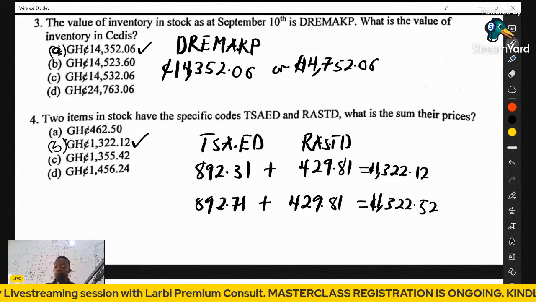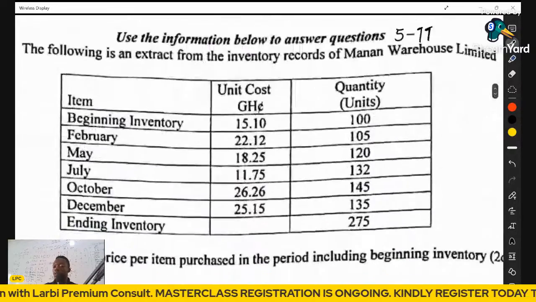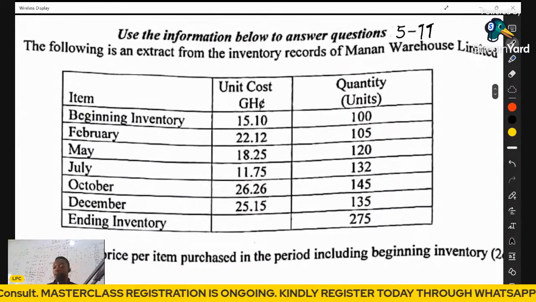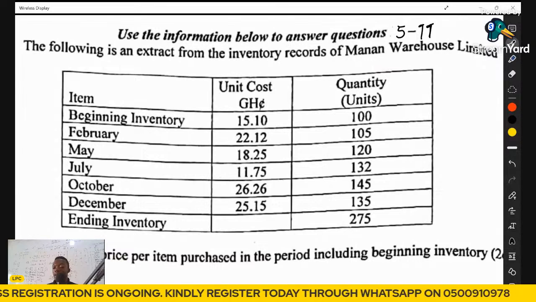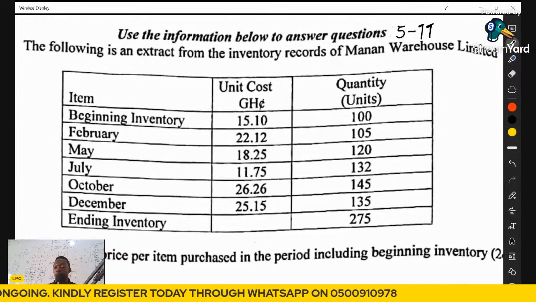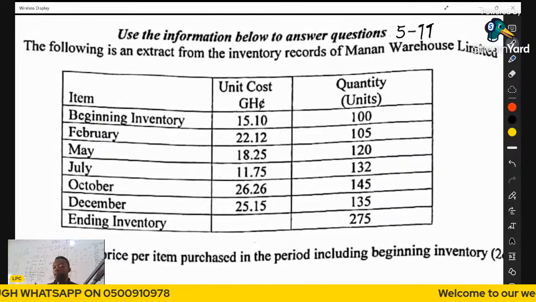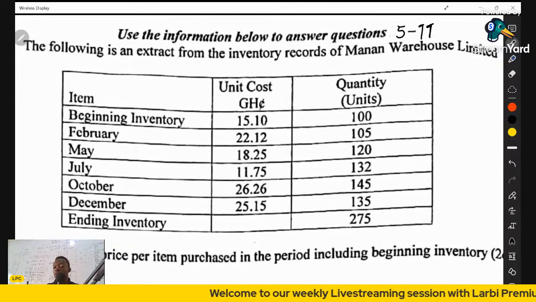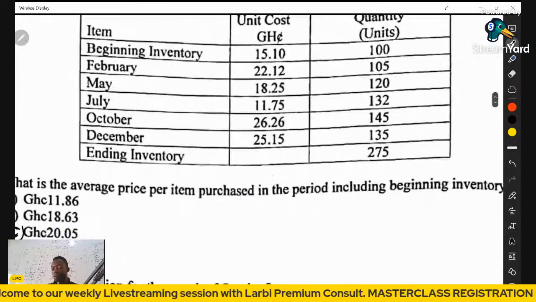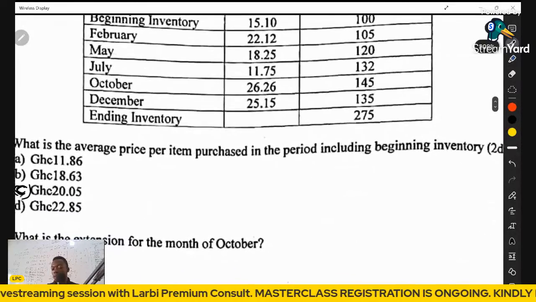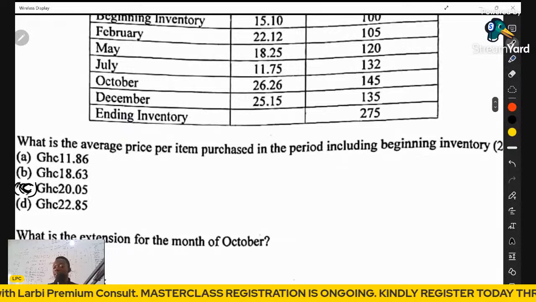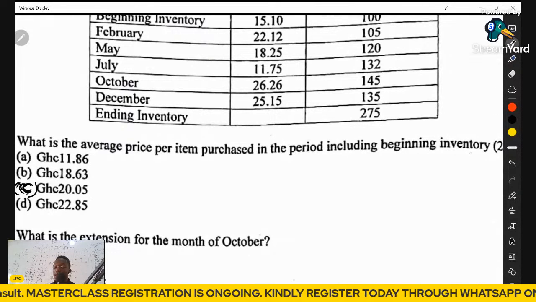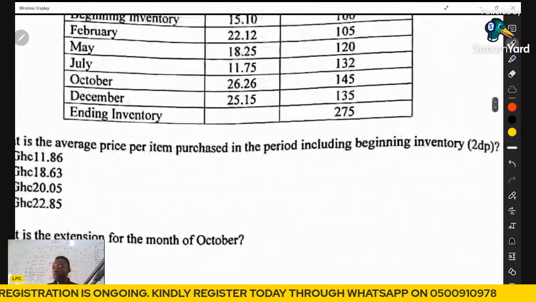So let's continue. Question number 5. We are asked to use the information below to answer questions 5 to 11. The following is an extract from the inventory records of Manan Warehouse Limited. So we have the items here. We have the unit cost and we have the quantity. So the first requirement here is that we are asked to say what is the average price per item purchased in the period, including the beginning inventory. We are asked to correct it to decimal place.